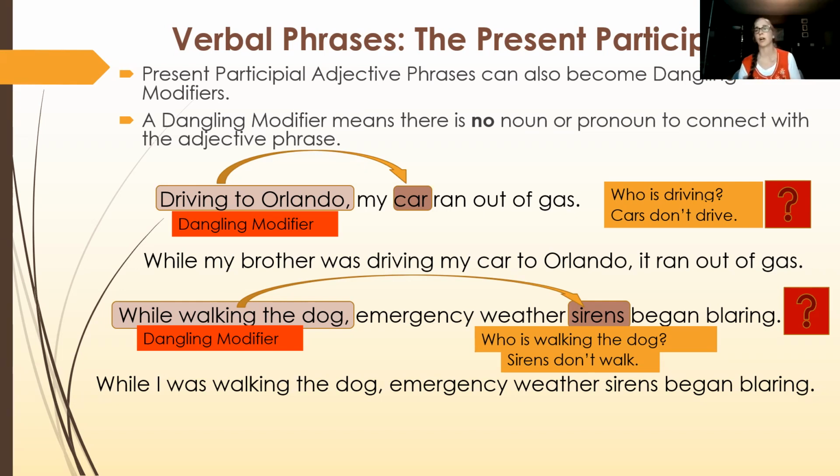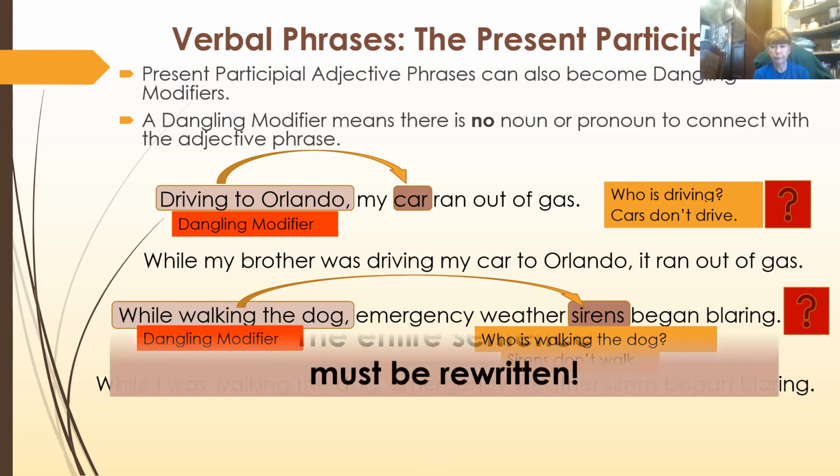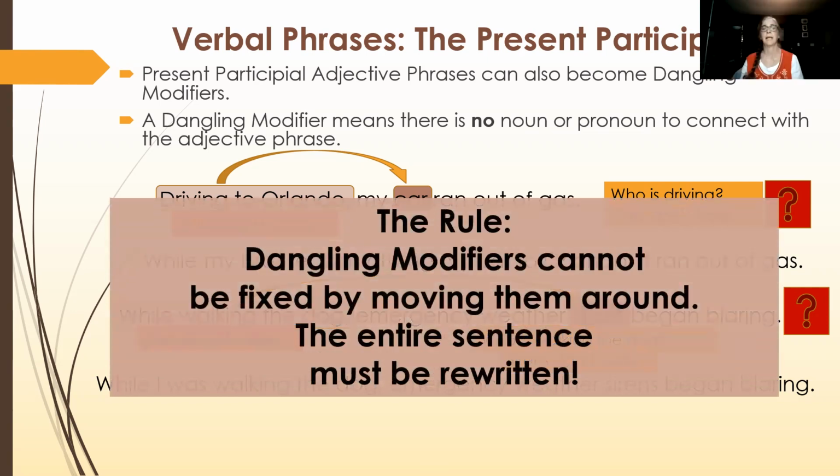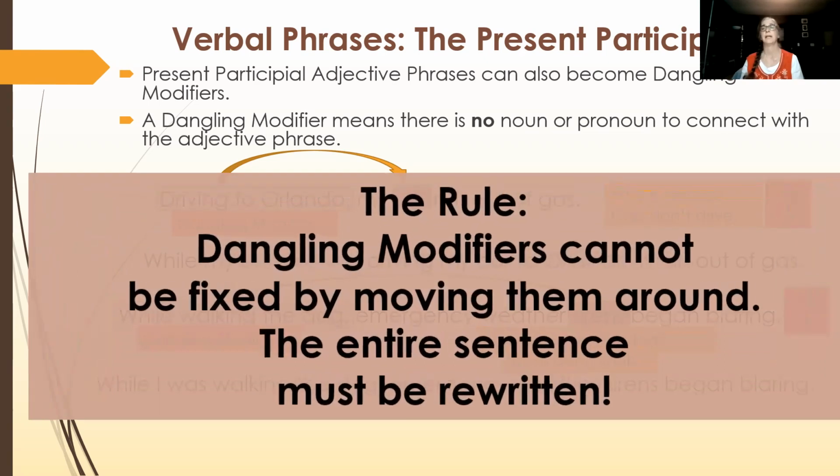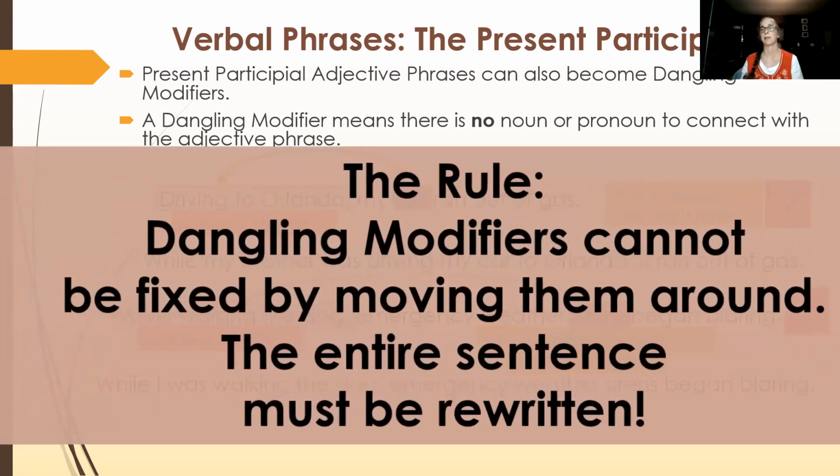Yeah, it doesn't make sense to take that was out. While I walking the dog. Right. While my brother driving my car. Right. We have to have that form of be in front of the present participle, and together they make a verb. Questions? No. Okay. What's our rule? Dangling modifiers cannot be fixed by moving them around. The entire sentence must be rewritten.